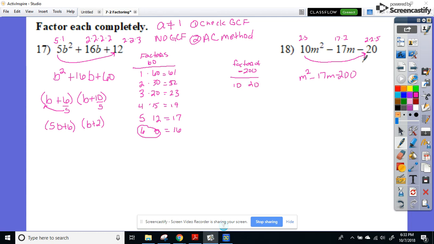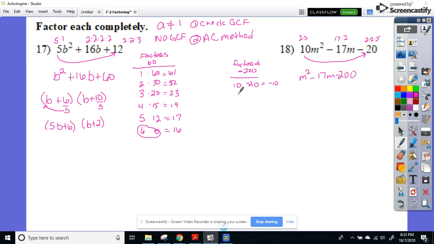we know 10 times 20 gives us 200, but we need a negative 200 and we need it to combine together to give me a negative. So that means the bigger number needs to be negative, this one. So that combines together to give me a negative 10. So I'm not too far away from 17.